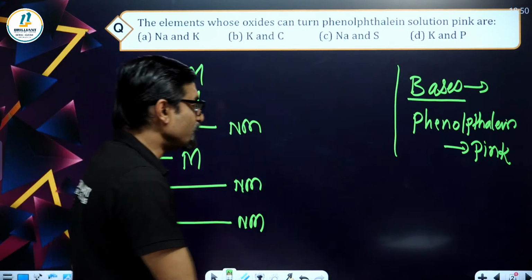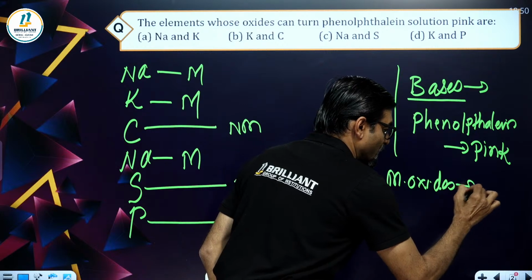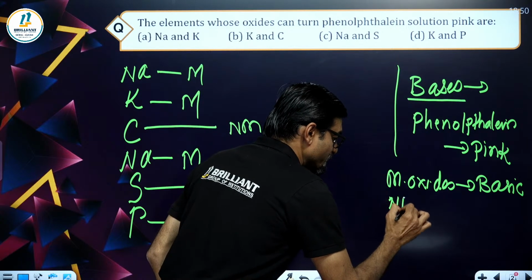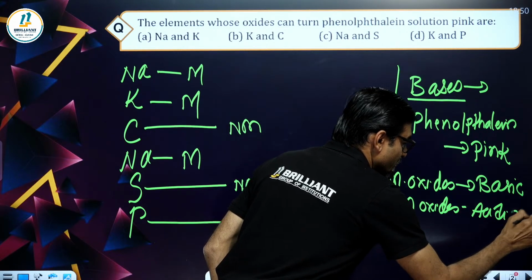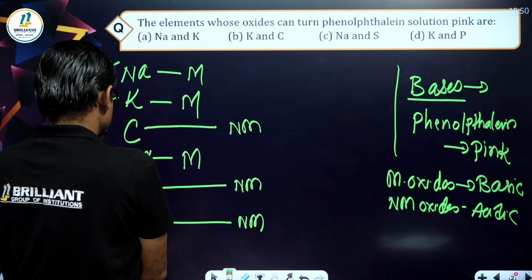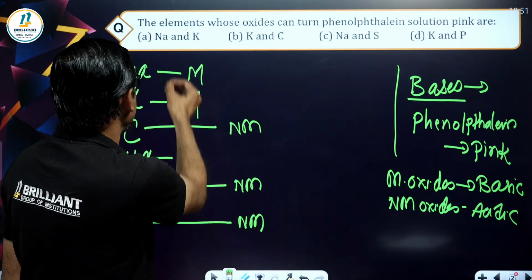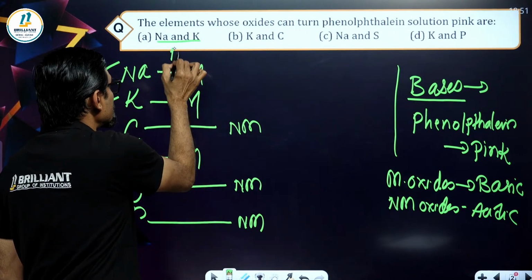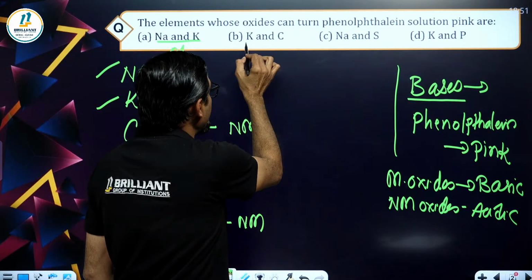So what did we say? We have learned that metal oxides are always basic in nature, whereas non-metal oxides are usually acidic in nature. Here we have sodium and potassium, so these two are the metals for us. Now coming to the options given here: sodium and potassium, so both are of the metal category. Second option, potassium and carbon.